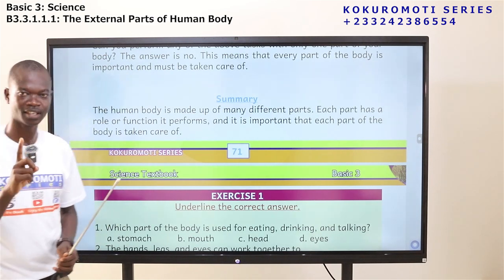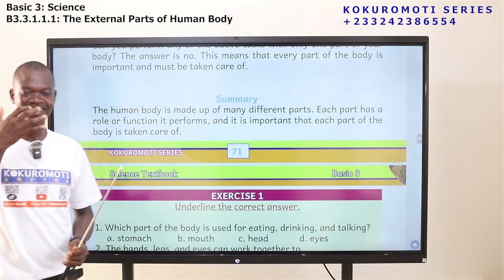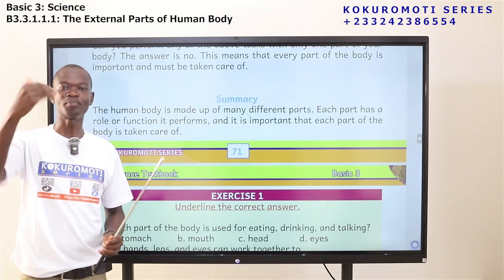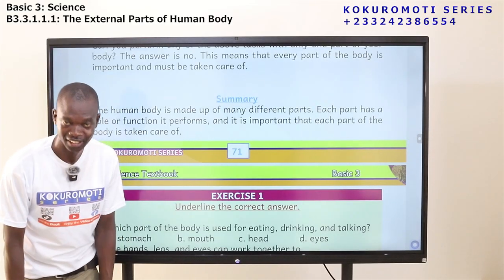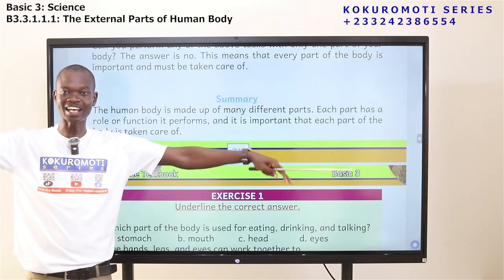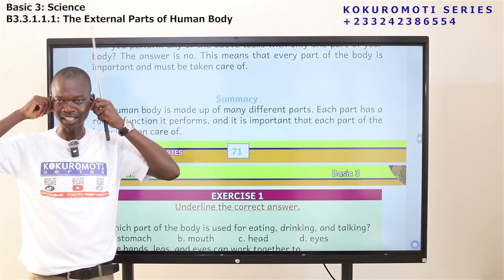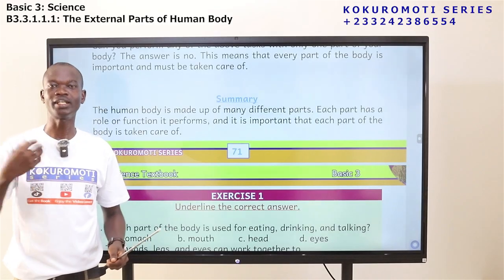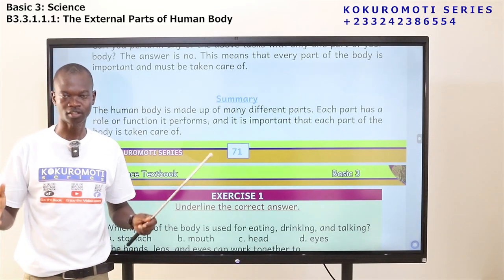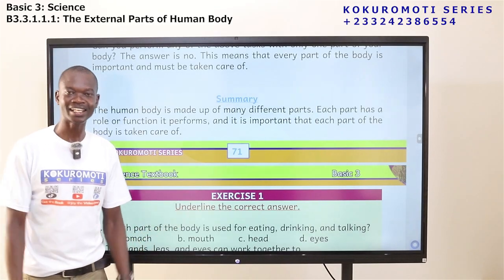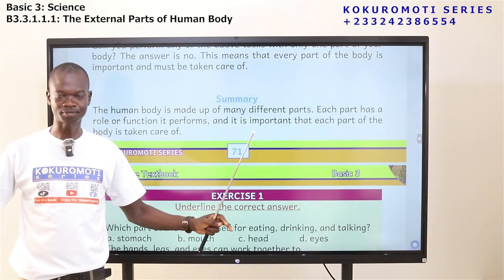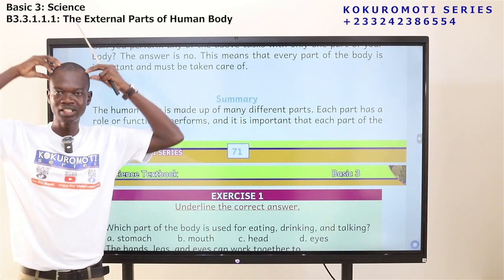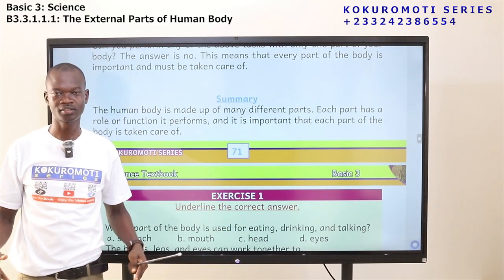Listen to me. Don't ever think that your eyes are more important than your legs, or your hands are more important than your ears. All the body parts are important, and because of that, we need to take good care of them. In fact, the legs need the other parts of the body. The head also needs the other parts of the body.